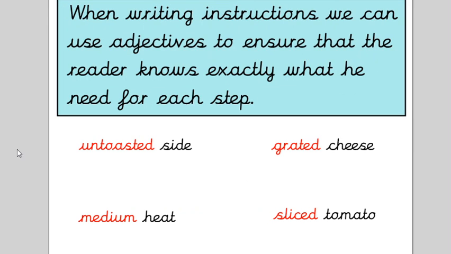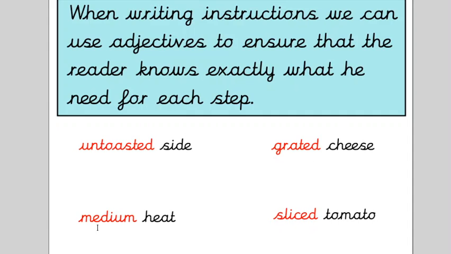Now it's really important to use adjectives when we're doing instructions so that the reader knows exactly what they need for each step. For example, in this one where it says untoasted side, this was in the cheese toasty recipe. If they had put the cheese on the wrong side, then obviously the cheese toasty would have become burnt. Then we've got other ones, the grated cheese. Make sure they've got the right cheese in the right state, so it's grated cheese.